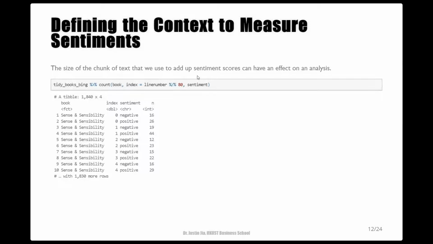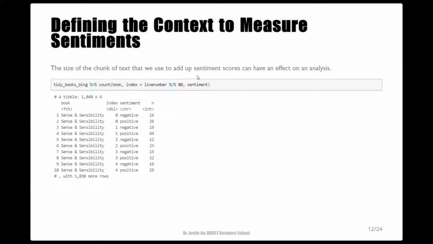Next, I'm going to define the size of sections for which the sentiment will be measured. The size of sections that we use to add up sentiment scores can have an effect on our analysis. Small sections of text may not have enough words in them to get a good estimate of sentiment, while really large sections can wash out the narrative structure. For these books, using 18 lines works well.